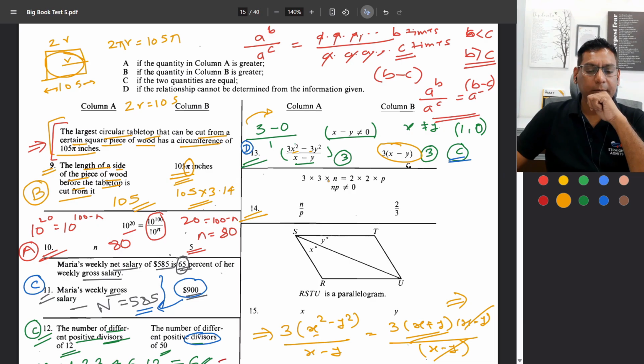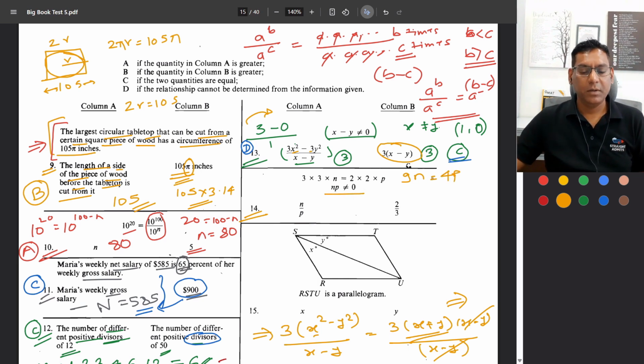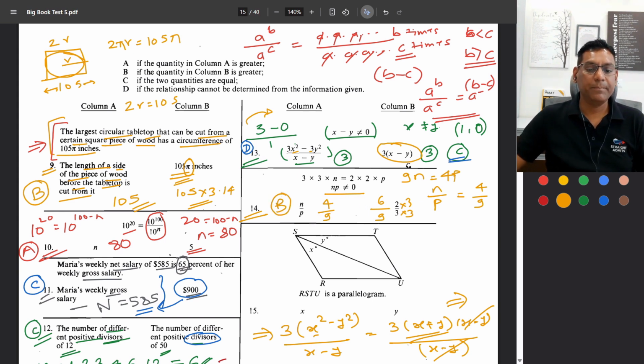All right, question 14. 3 into 3 into n, that is 9n, is equal to 2 into 2 into p, 4p. Okay, np is not equal to 0. That means neither of them is 0. So I need to get n by p. n by p has to be 4 by 9, correct? This is 4 by 9, and this is 2 by 3. If I want to make everything into 9, I would have to multiply by 3 on both sides, so this is going to be 6 by 9. So this is 4 by 9, this is 6 by 9. Both positive numbers, bigger numerator, bigger number. Answer choice B.